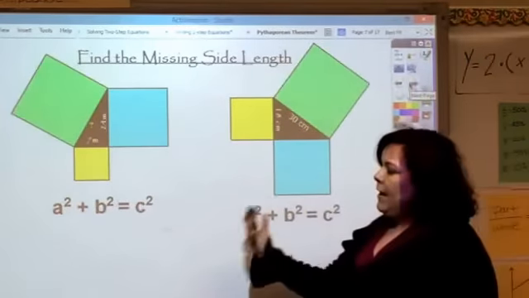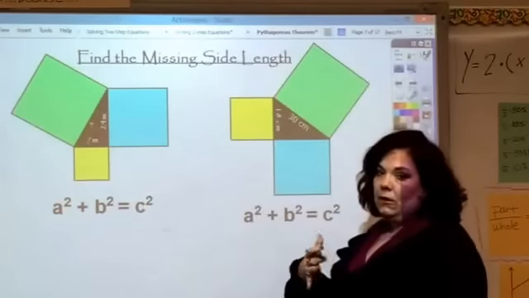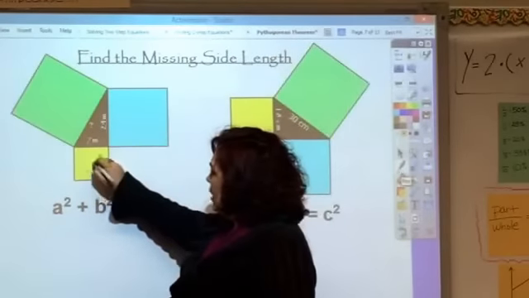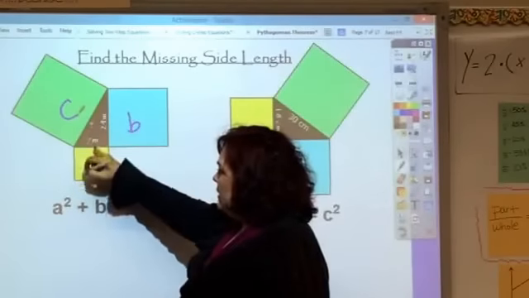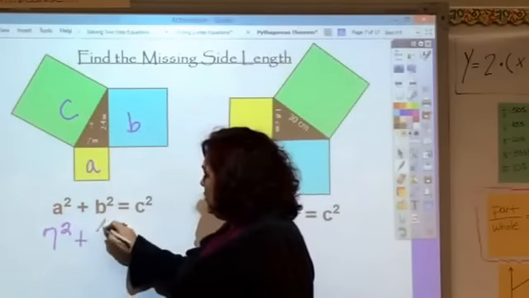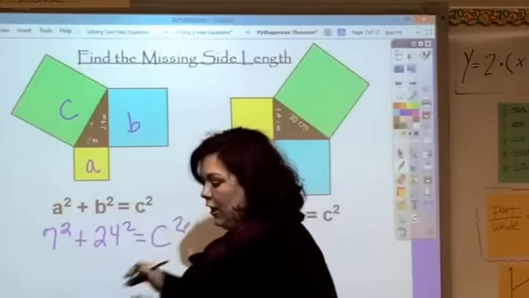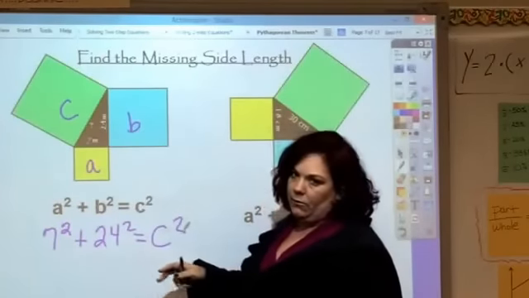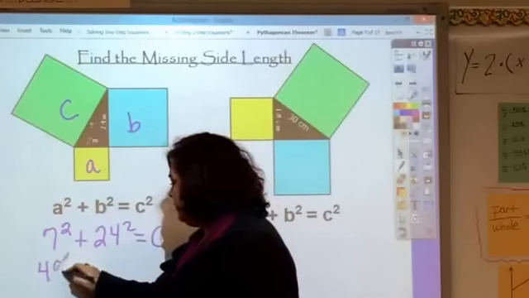So let's talk about how to use this. It's really super easy as long as you write out the steps. Let's call this A, and let's call this B, and let's call this C. So A squared is 7 squared, and B squared is 24 squared. And that's going to equal C squared, which I do not know. Now you're going to need a calculator for this, because I don't know in my head what 24 squared is. I do know what 7 squared is, it's 49.